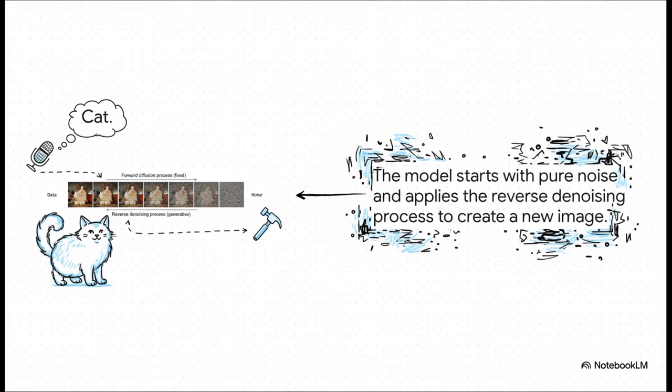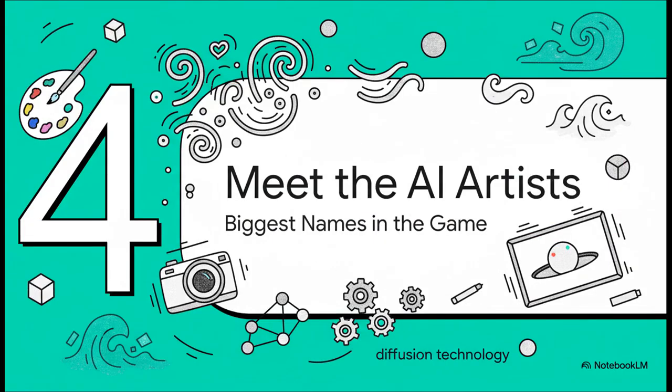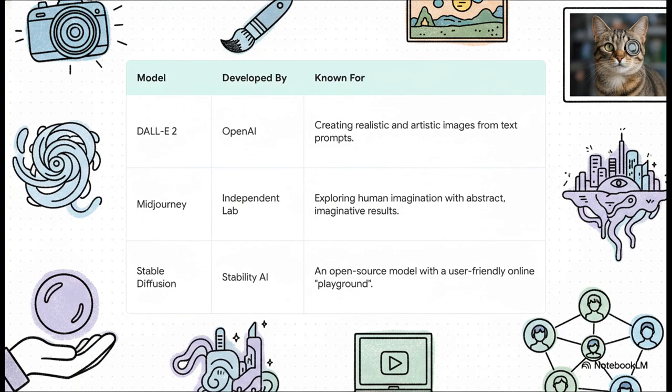All right, so who's actually making these things? You've probably heard of a few of these AI artists. Let's do a quick meet and greet with the biggest names in the game right now. They're all using the same core diffusion tech to do some pretty amazing stuff. First up, you've got DALL-E 2 from OpenAI. This one's famous for creating super realistic and really artistic stuff from just a text prompt.